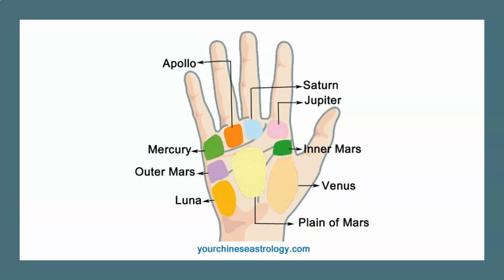Now, what are the weaknesses of somebody that has the mount of Apollo higher than the others? Some of the weaknesses are they might have a quick temper, gambling, be changeable and fickle, emotional, and egocentric. A lot of actors and actresses might have a high amount of Apollo. Now let's look at Mercury.